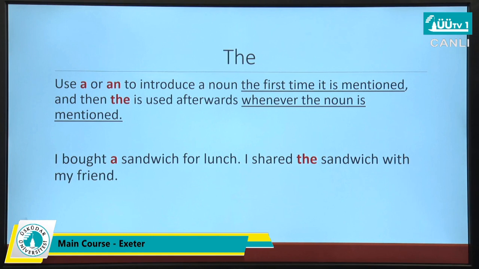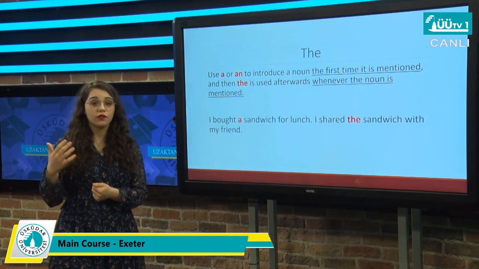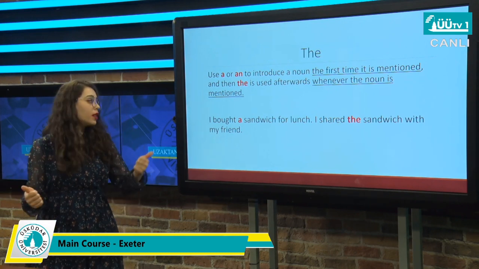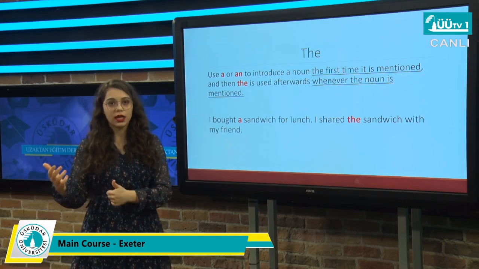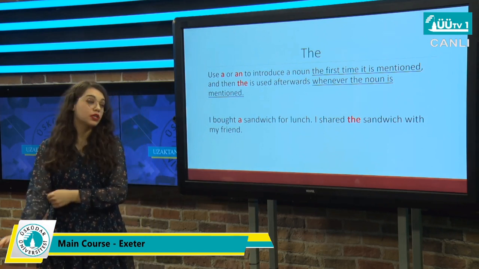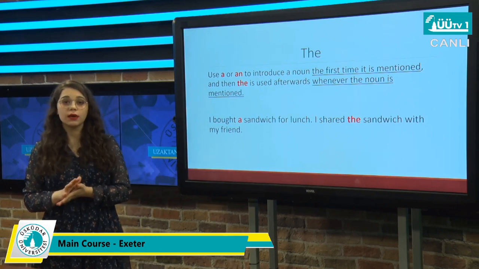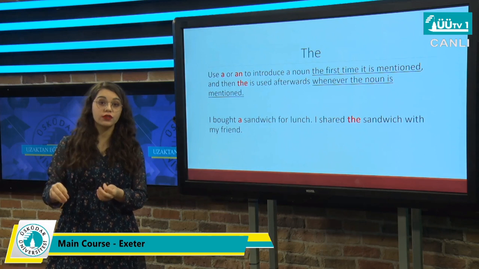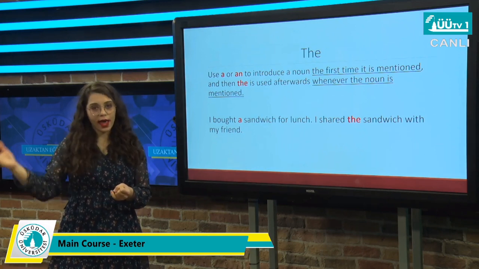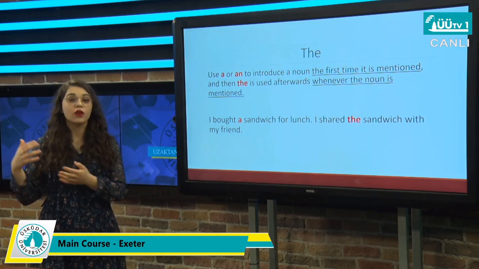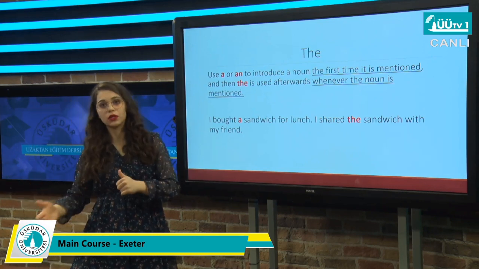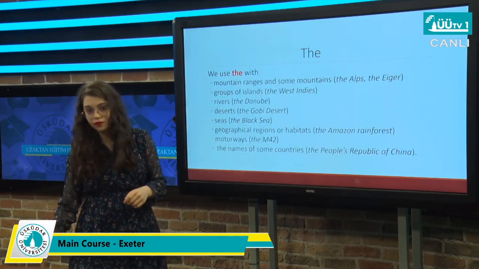Or we use a and an when we introduce something for the first time. And we use the after it. For example, I bought a sandwich. I shared the sandwich with my friend. So when we're talking about something for the first time, we should use a or an based on the word. Then we should use the after it when we're talking about it.